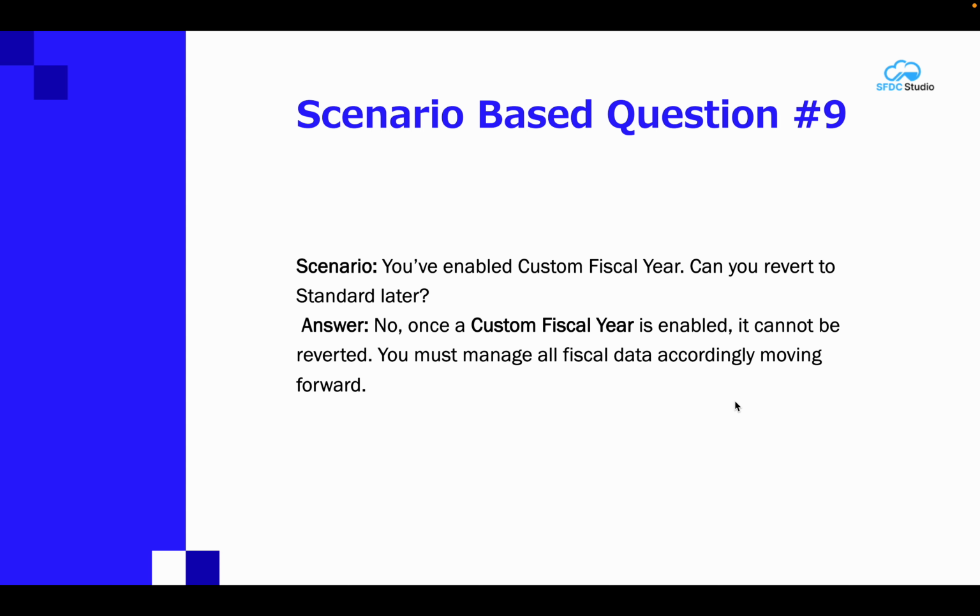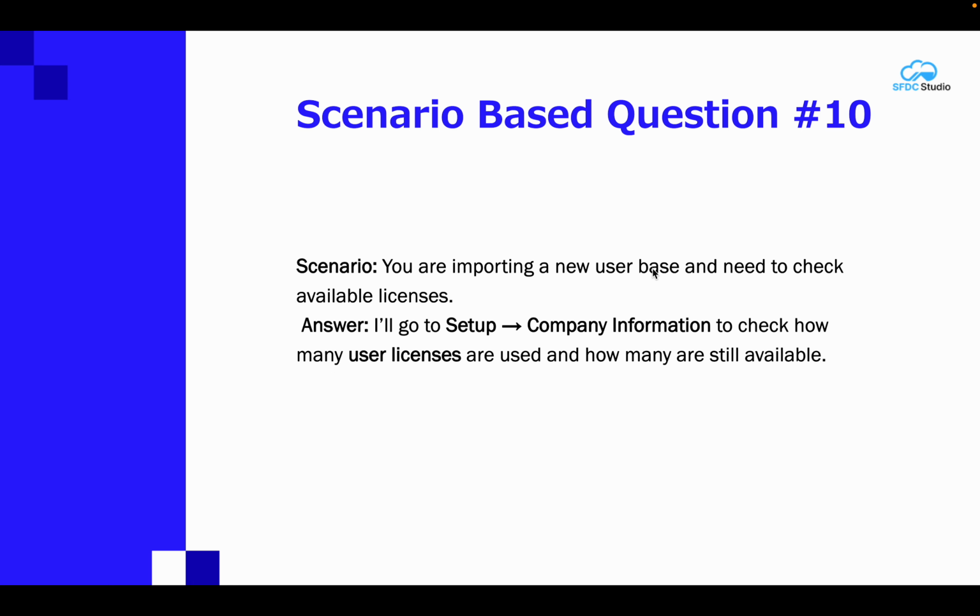The next scenario-based question is: you enabled custom fiscal year. Can you revert back to standard? No, you cannot. Another: you are importing a new user base and need to check the available licenses. In the first slide, we discussed that in Company Information we can see the number of user licenses available and being used.